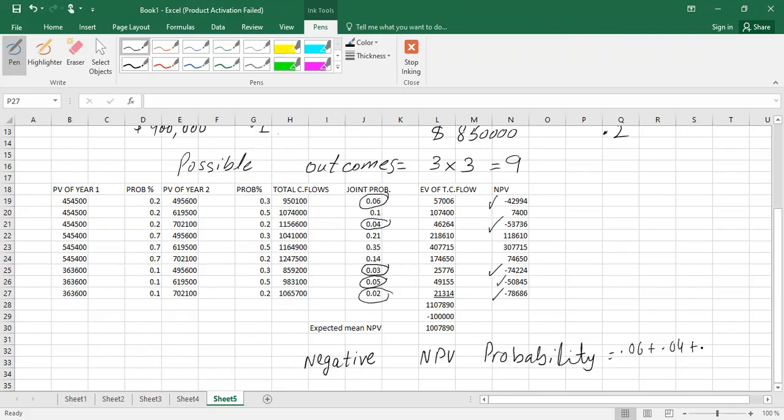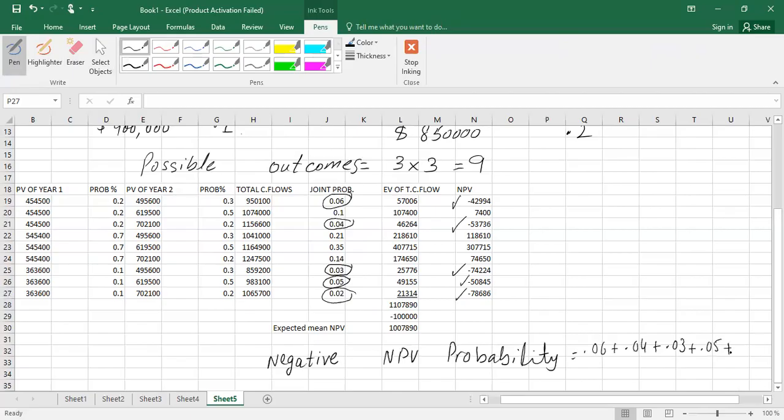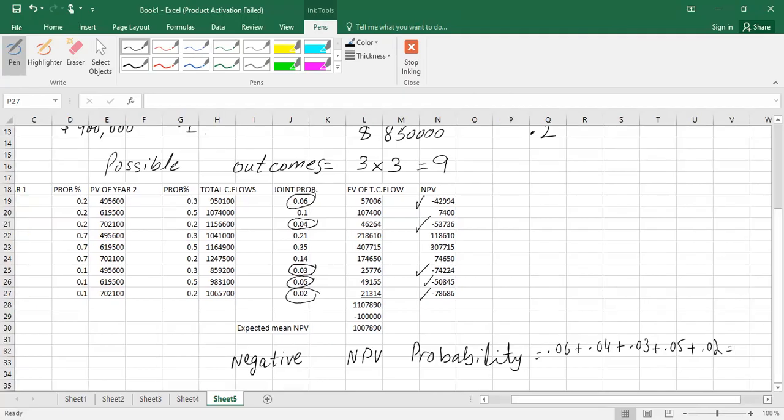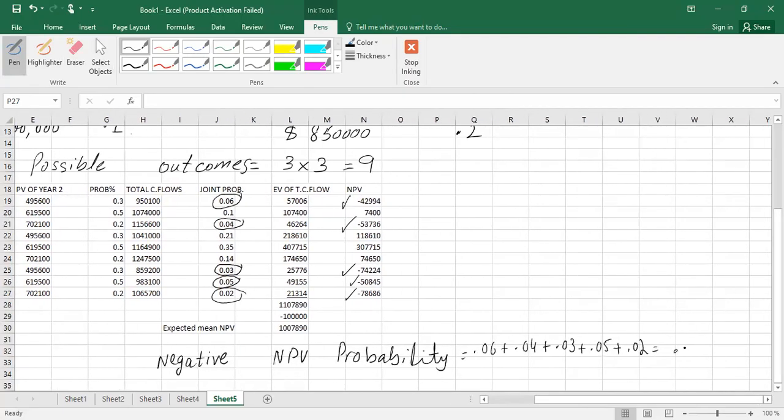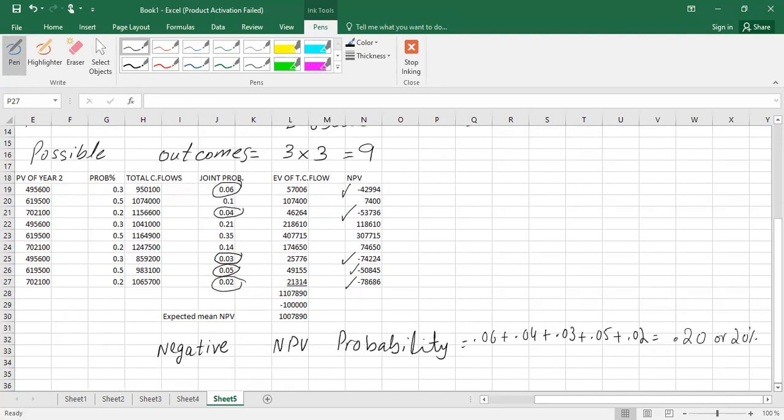0.06, 0.04, 0.03 plus 0.05 plus 0.02. So it will be, I think, in total 0.2. But I would use calculator to confirm. Yes, it is 0.2. 0.2 means what? 20% probability is there will be negative NPV.